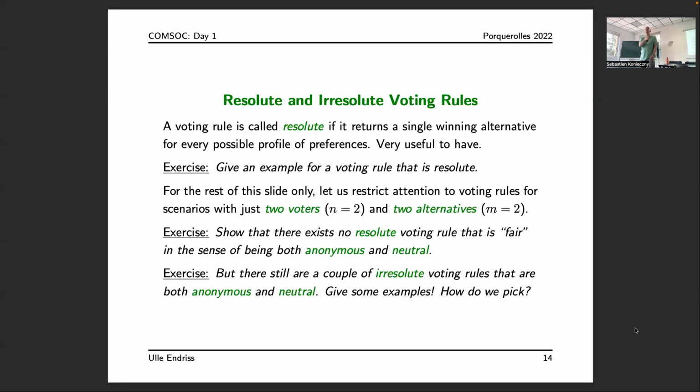Give me an example that is not resolute, just to make sure it's clear in everybody's mind. What's an example for a voting rule that's not resolute? Yes? Plurality, for example, or Borda, or plurality with runoff, or anything that we've seen. It could always be that there's a tie. So most real rules with names can in principle have ties.